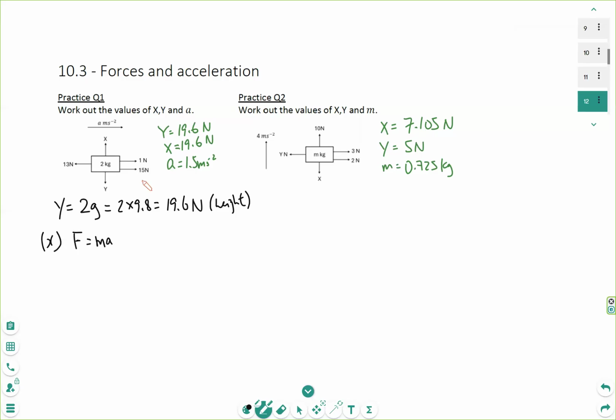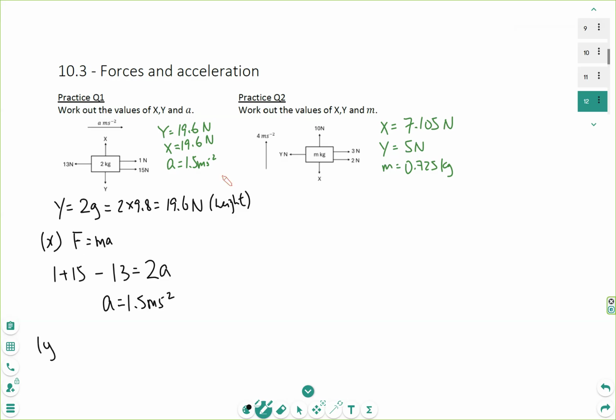So it's all about using F equals ma, on x and then on y. In the x direction, there is acceleration. On the x, we can see the particle is going to the right. Therefore, the resultant force is going to be 1 plus 15. So right forces take away the left forces equals 2a. If you put it in a calculator, you should get 16, so 3a equals... a equals 1.5 meters per second squared.